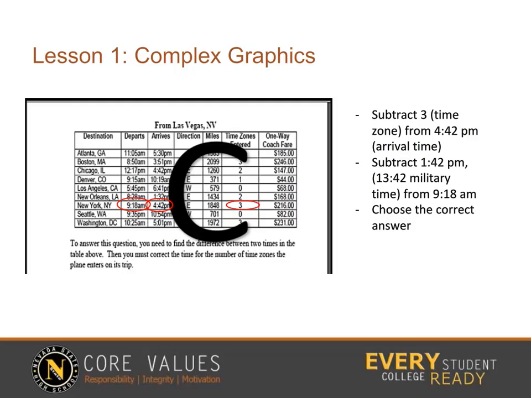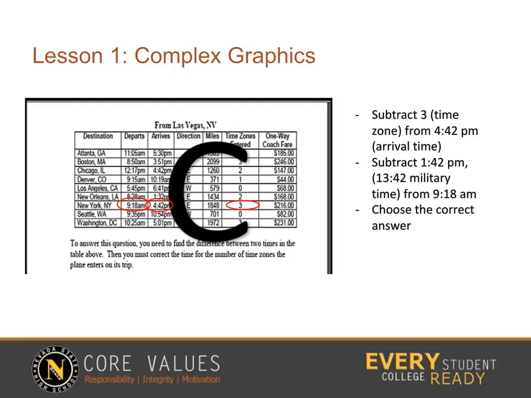All right, so how'd you do? Did you get the correct answer? Let's try it and see. The question is asking the length of time it takes to get from Las Vegas, Nevada to New York. First, locate New York's arrival time from the document that was given to you. Next, you're going to need to subtract the 3 shown in the time zones entered from the arrival time because you are crossing 3 different time zones when flying from Las Vegas to New York.